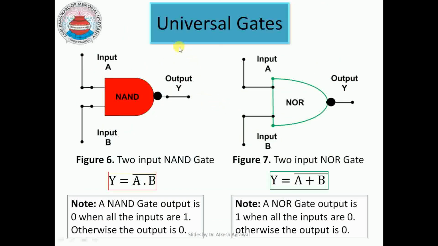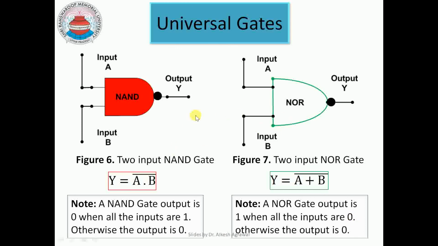So if we again discuss in detail, these NAND and NOR gates are universal gates. What is the specialty of a NAND gate is a NAND gate output is low when all the inputs are high, and a NOR gate output is high when all the inputs are low. And these two gates are termed as universal gates.